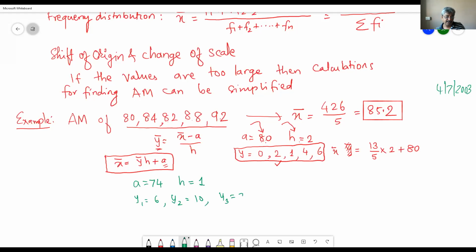y3 is equal to 8, 4 and 8. Okay, so 6 plus 10 is 16, plus 8 is 24, plus 4 is 28, plus 8 is 36, upon 5 into 1 plus 74.